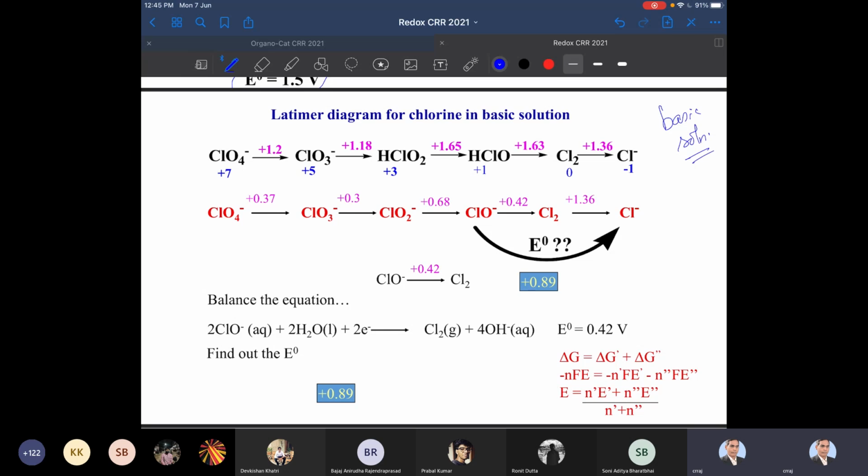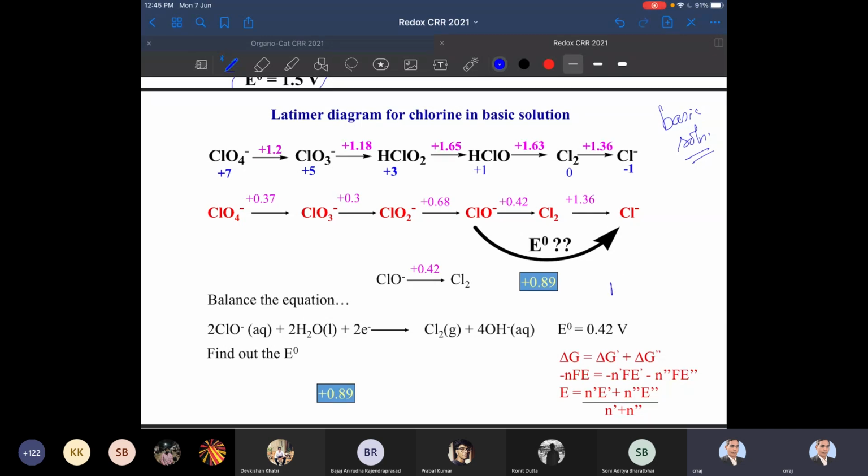What you need to remember is that it's not limited to chlorine. Listen carefully. Suppose I give the Latimer diagrams of two different elements, and I ask you to find the possible reaction between the redox couples of the two Latimer diagrams. Whether this will be thermodynamically favorable or not. If it is favorable, what is the delta G? What is the E0 value? You will be asked to calculate that, not simply a single Latimer diagram.